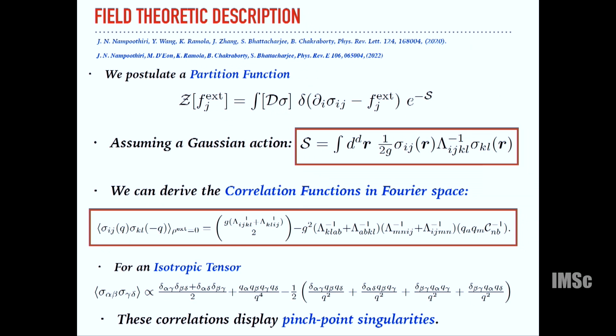That is the liquid-like correlations. Because you have the local constraints, you get this q independence, and that is what the pinch point singularity is.